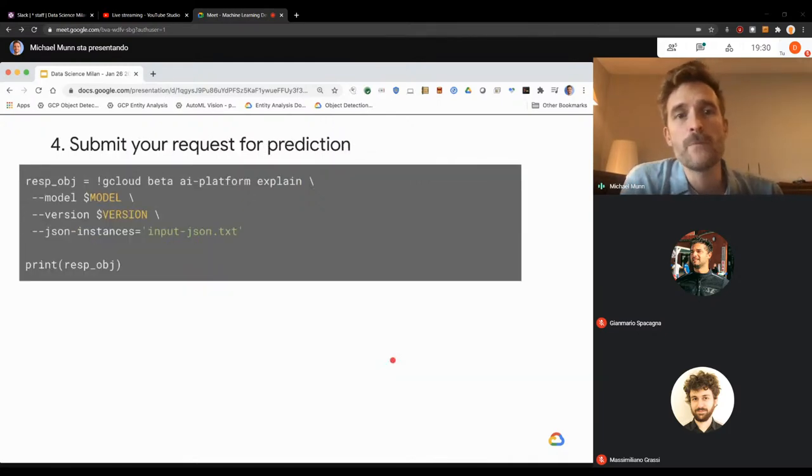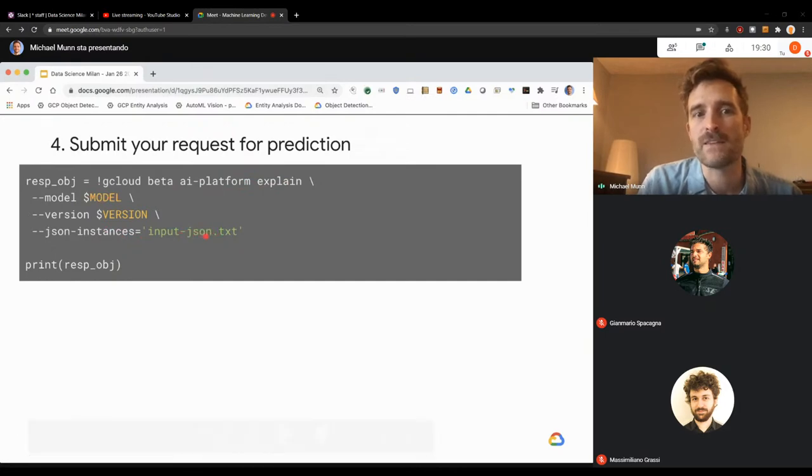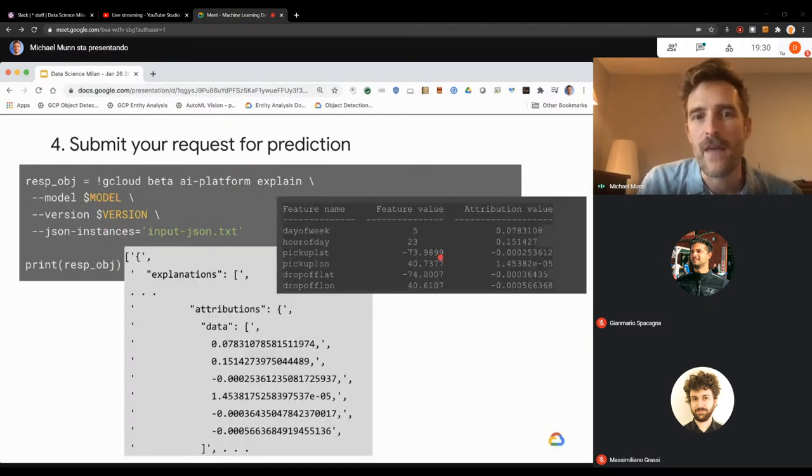So that when it comes time to make predictions to explain, you can call AI Platform explain, and you pass the model, the version, and maybe the text example you want to predict. Here I've shown you the code for a tabular model, but for each of the feature names, you have the feature values, and you can see the attribution values. And these values come from what we saw from the integrated gradients.